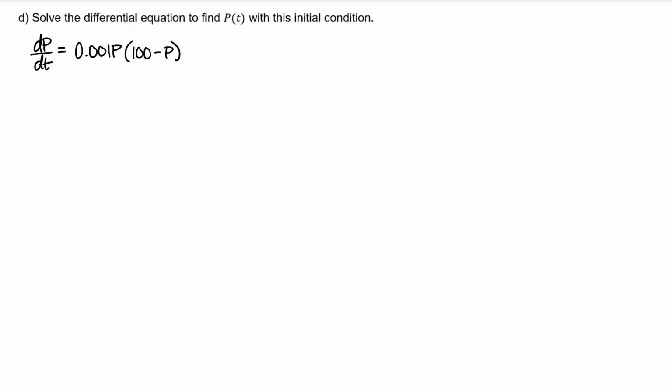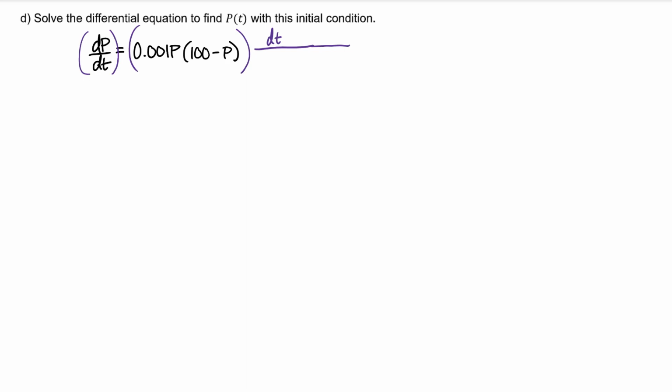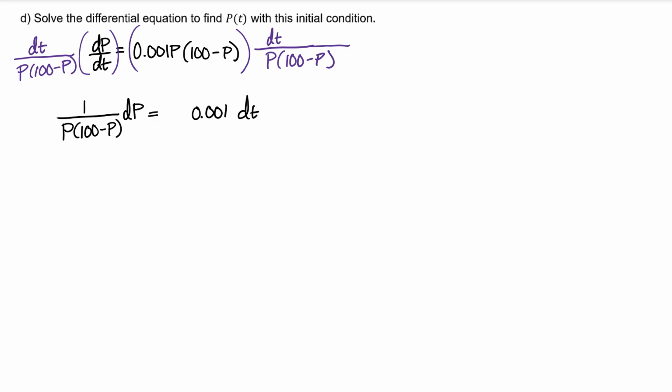Solve the differential equation to find p of t with this initial condition. To separate our variables, I'm going to multiply both sides by dt and divide both sides by p times 100 minus p. I'm just going to leave the 0.001 on this right side. Now that our variables are separated, we can integrate both sides.